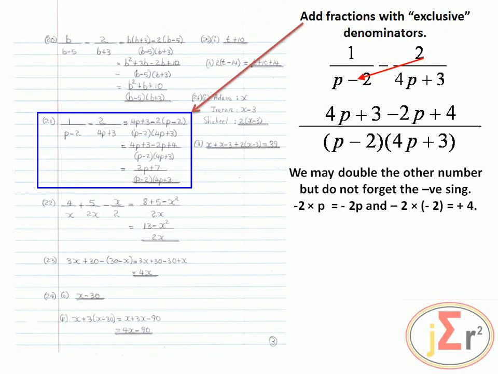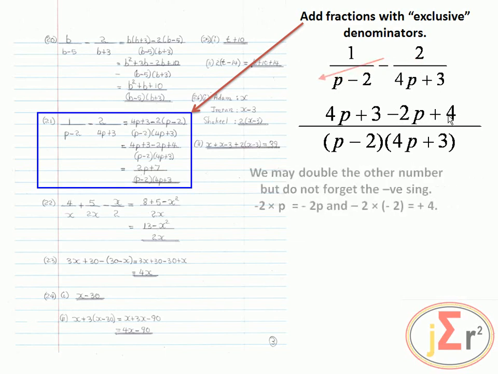This is a common mistake that students make when they are adding fractions and sometimes when we are solving a linear equation. We generally take this negative sign and put it there and then say 2 times p is 2p and 2 times negative 2 is negative 4. But do not forget that this negative sign pertains to the entire fraction. So it is negative 2 times negative 2, a positive 4.